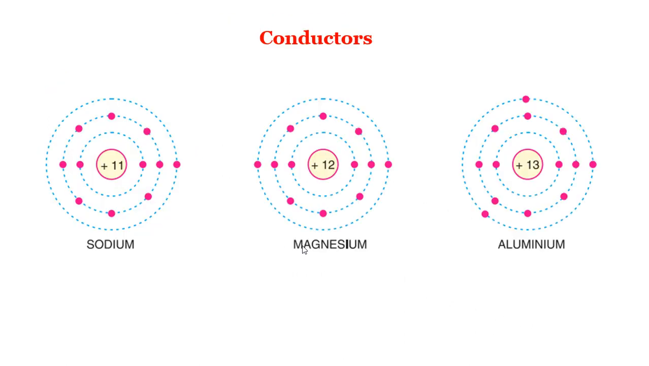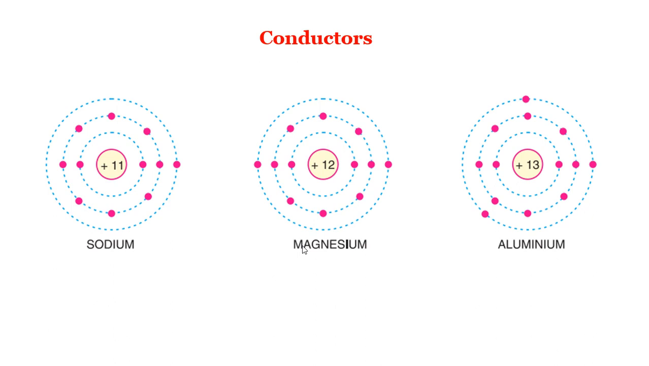Let us see the atomic structure of sodium, magnesium, and aluminum. You can observe the outermost orbit electrons, or the valence electrons. It will be 1 in case of sodium, 2 in case of magnesium, and 3 in case of aluminum. So all of them have a valence electron number which is less than 4, that is, half of the maximum of 8 electrons. So these are all called metals, or we can call them conductors.